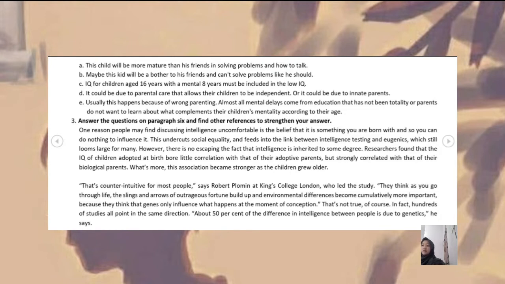Researchers found that the IQ of adopted children bore little correlation with that of their adoptive parents, but strongly correlated with that of their biological parents. What's more, this association becomes stronger as the children grew older. That's counterintuitive for most people, says Robert Plomin at King's College London, who led the study. They think as you go through life, the slings and arrows of outrageous fortune build up, and environmental differences become cumulatively more important, because they think that genes only influence what happens at the moment of conception. That's not true, of course. In fact, hundreds of studies all point in the same direction. About 50% of the difference in intelligence between people is due to genetic differences.